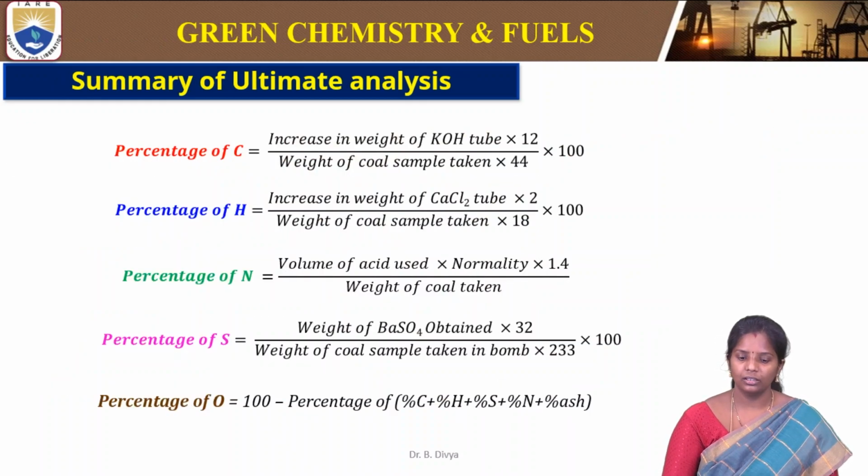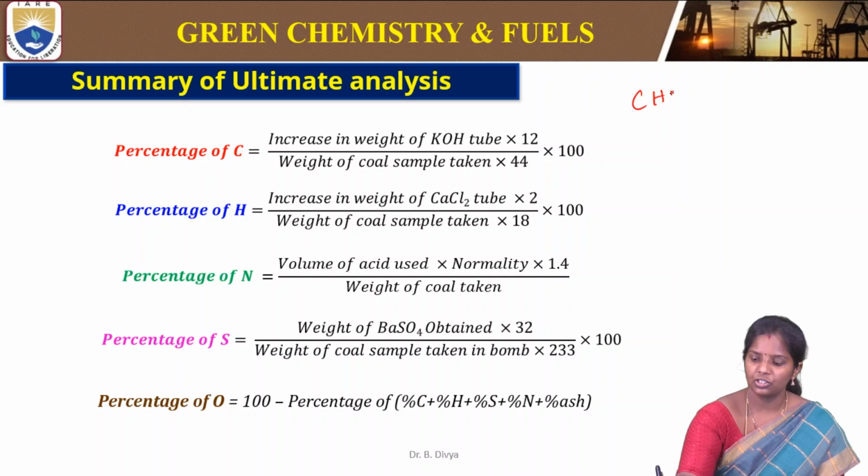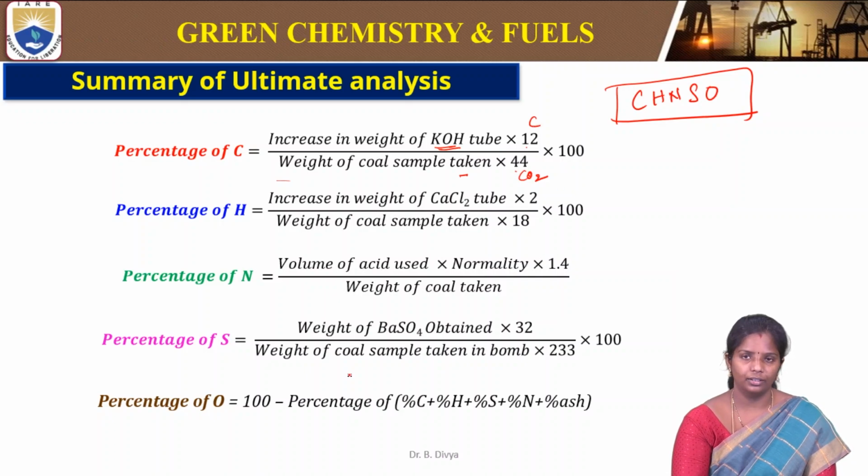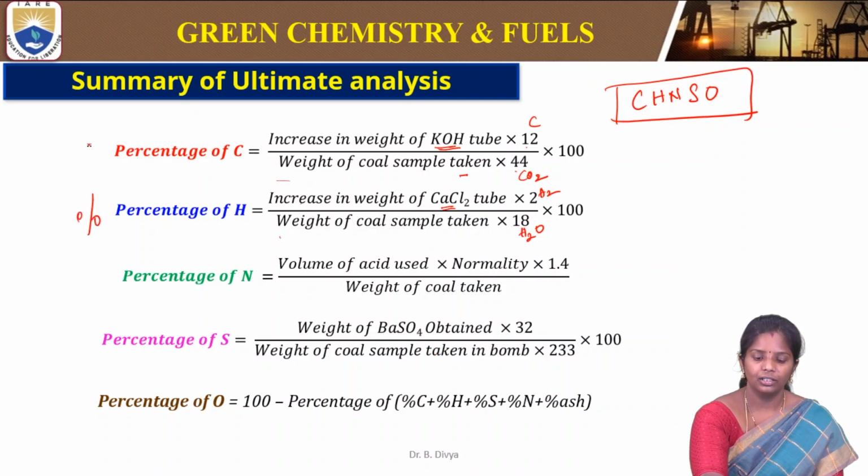So in summary, we see the percentage of carbon, hydrogen, nitrogen, sulfur and oxygen, CHNSO. This is the ultimate analysis. Percentage of carbon is the increase in weight of the KOH tube into 12, by the weight of the coal sample taken into 44, for carbon dioxide, into 100. This is the atomic mass and the molecular mass of carbon dioxide. Percentage of hydrogen is the increase in weight of the calcium chloride tube into 2, that is the hydrogen atomic weight, by the weight of the coal sample taken into 18, water, into 100. That will give the percentage of hydrogen.